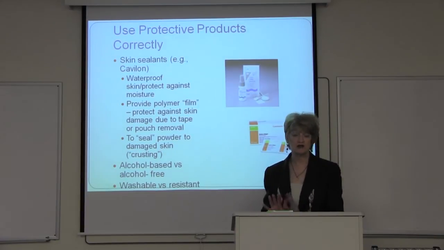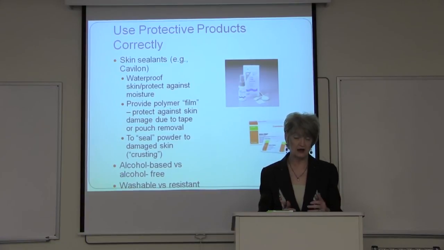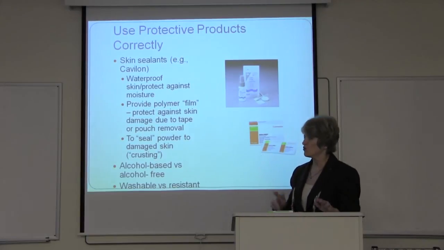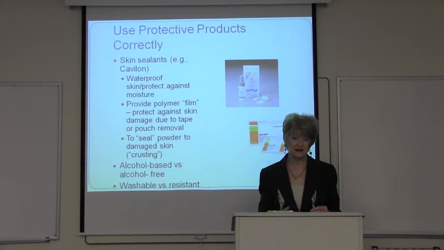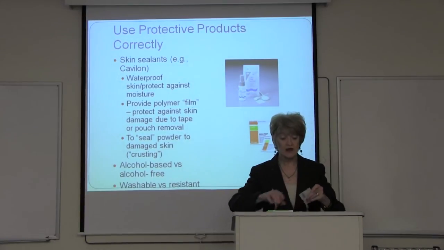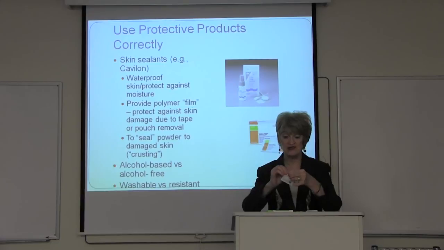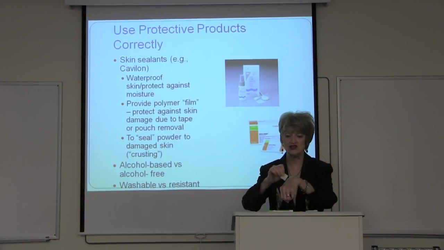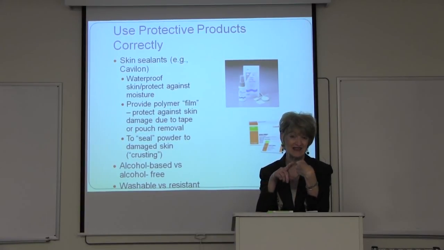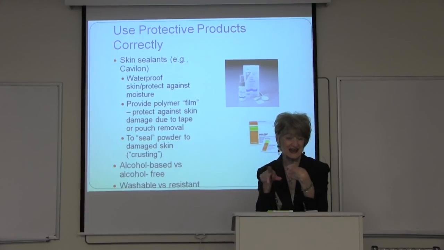And when you look at the products we use on the skin to protect the skin, they fall into two major categories. And the first major category is what we call skin sealants. And these products are called skin sealants because they leave a clear protective film on the skin that essentially seals the skin and puts a layer between the skin and the pouch, between the skin and the adhesive, between the skin and the moisture and the drainage. So it essentially seals the skin.